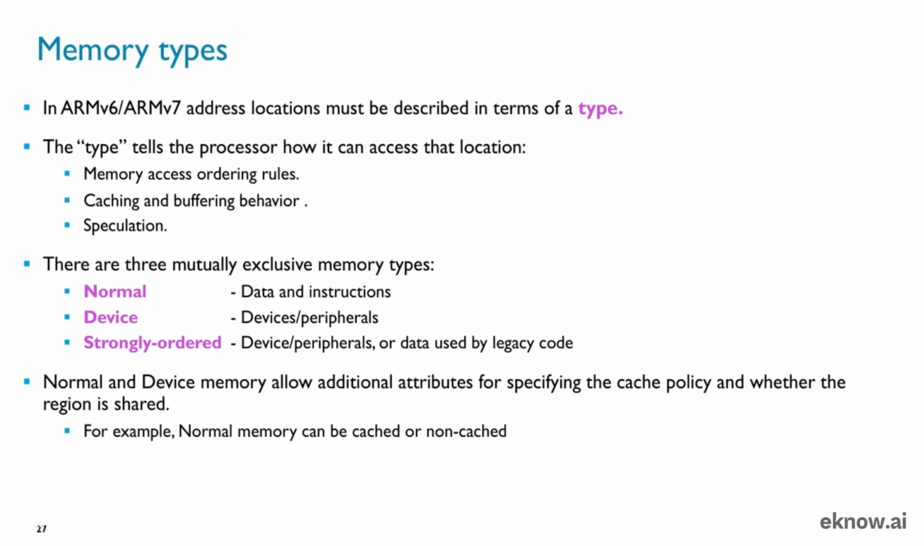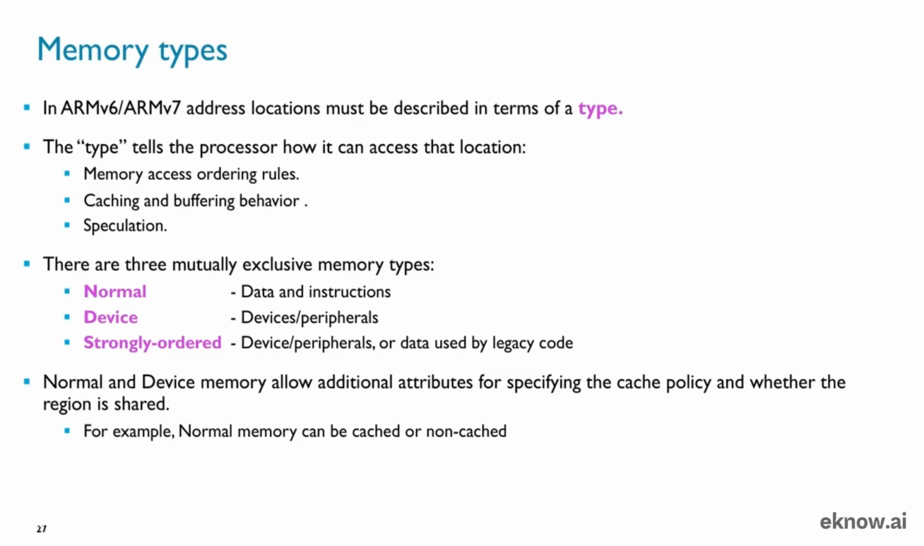Now, there are three fundamental, mutually exclusive memory types. A region of memory has to be one of these. First, we have normal memory. This is what you typically use for RAM, where your program code and data reside. For normal memory, the processor has the most freedom to reorder accesses, cache data, and perform speculation to maximize performance.